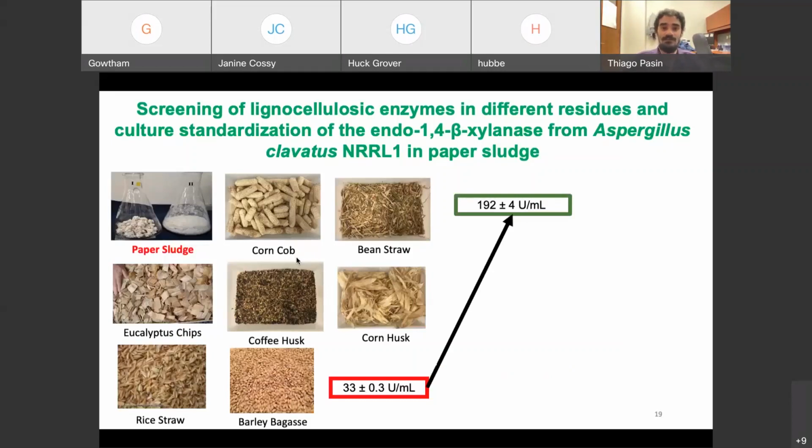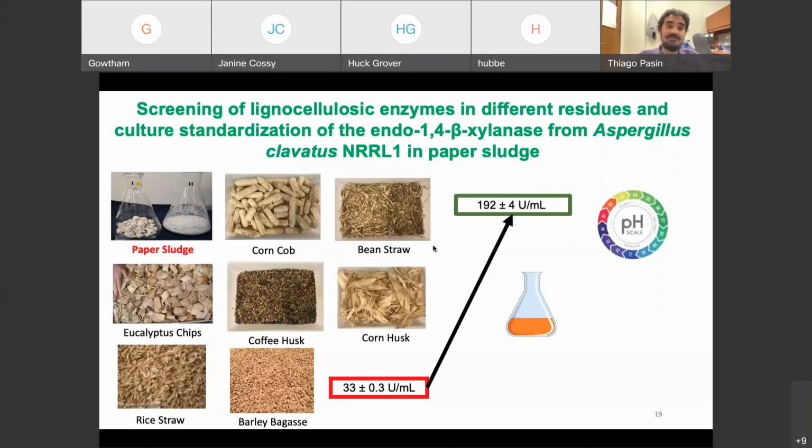standardization of the endo beta-1,4 xylanase. Okay, so we used different residues for this work. We used corn cob, bean straw, corn husk, barley bagasse, rice straw, eucalyptus chips, coffee husk, and paper sludge. And the paper sludge was the best residue to produce the endoxylanase by Aspergillus clavatus. And then we started a production of 33 units per mL of enzyme during the screening.